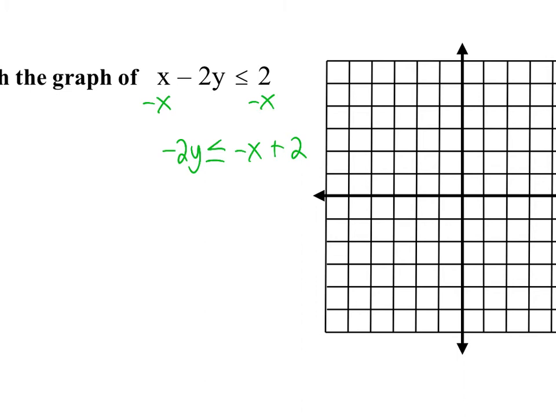All right, what's the next step to get y by itself? Well, we need to divide by negative 2. So we're going to get y is... Now, do we need to flip the inequality or no? We actually do, because we divided by a negative here.